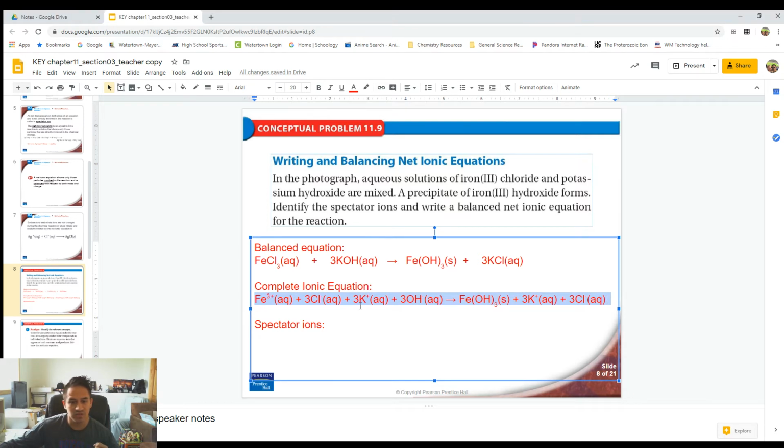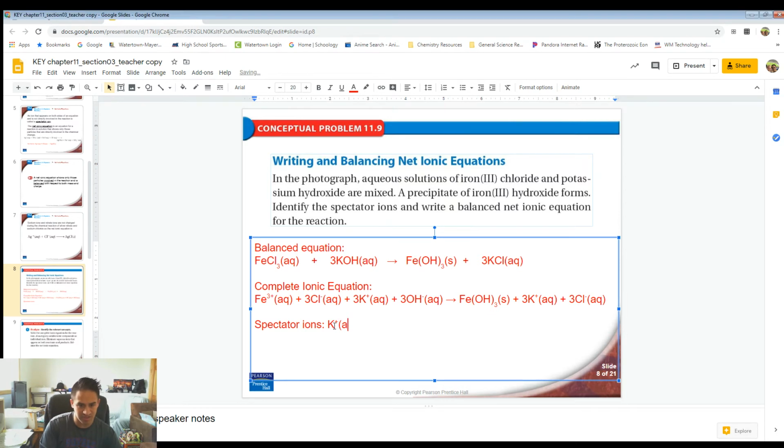So if you take a look, we should see that the Cl minus ions and the K plus ions, so the 3 chloride ions and 3 potassium ions, are spectators because they are the same on both sides of the reaction. So our spectator ions are the K plus ions and the Cl minus ions. If you want to put 3 and 3 to show that there's 3 of each, you can, but I'm just going to label them like that.